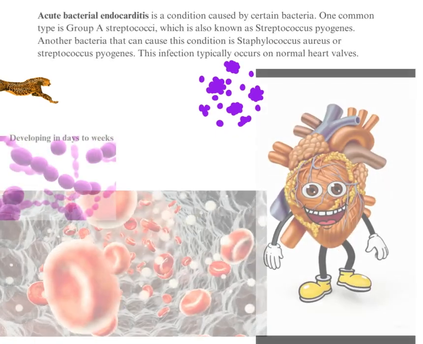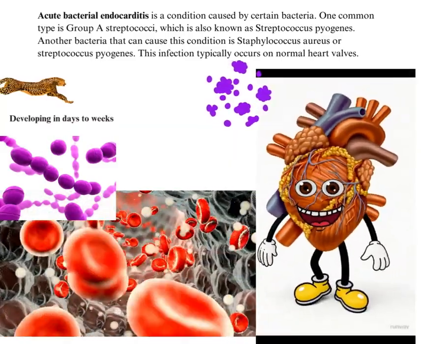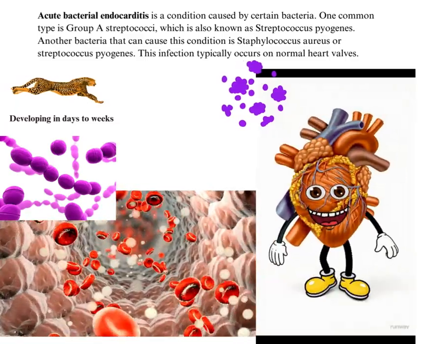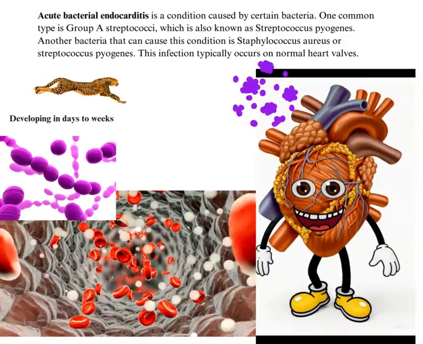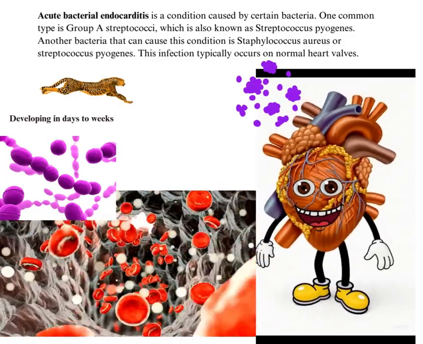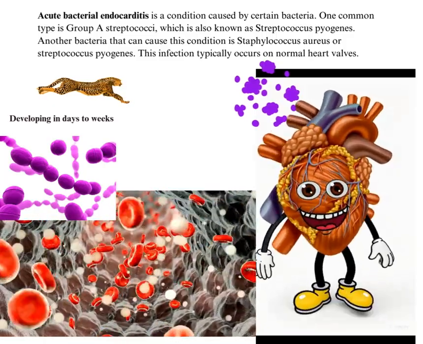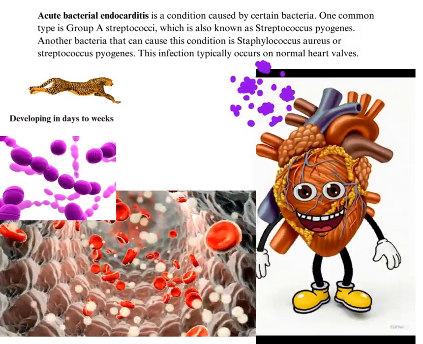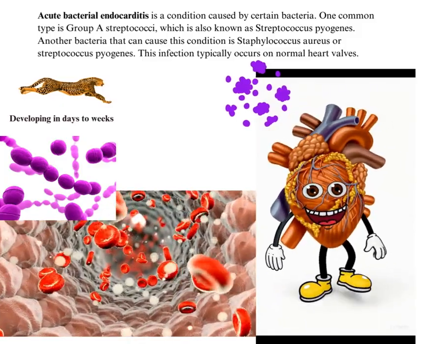Hello, I'm the heart. At least I used to be strong and steady, but now I'm under attack. You see, I've been invaded by a nasty bacteria called Streptococcus pyogenes. It all started when some bacteria entered the bloodstream, maybe from a skin infection, and decided to make my aortic valve their new home. Now, I'm inflamed, feverish, and struggling to function.